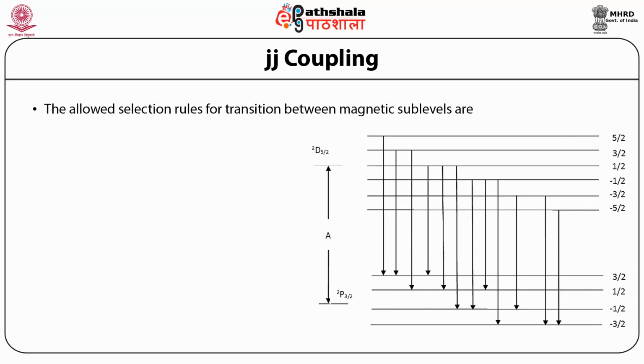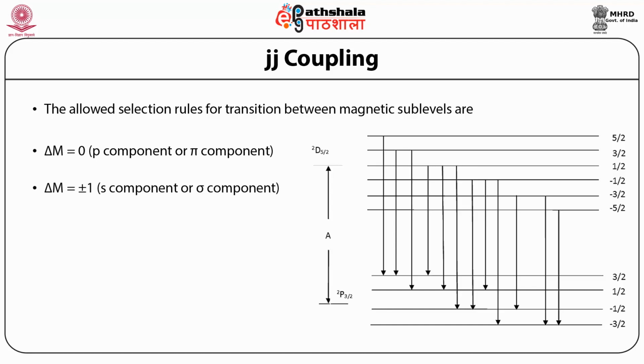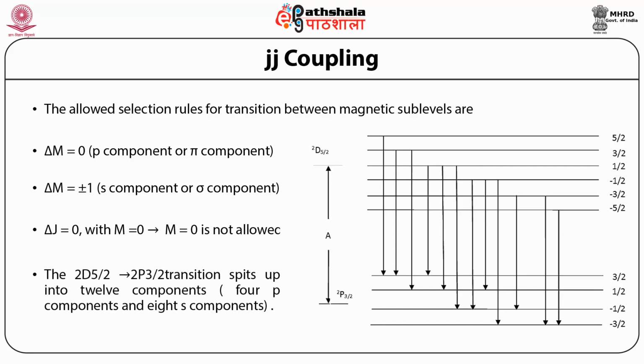The selection rules for transition between magnetic subshells are ΔM equal to 0, that is the π component, ΔM equal to plus or minus 1, that is the σ component, and ΔJ equal to 0 with M equal to 0 to M equal to 0 is not allowed. The 2D 5/2 to 2P 3/2 transition splits up into 12 components. That means 4 π components and 8 σ components, a total of 12 components.